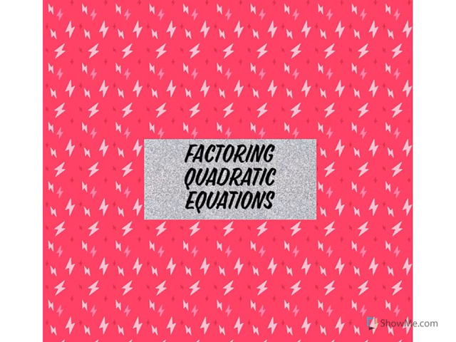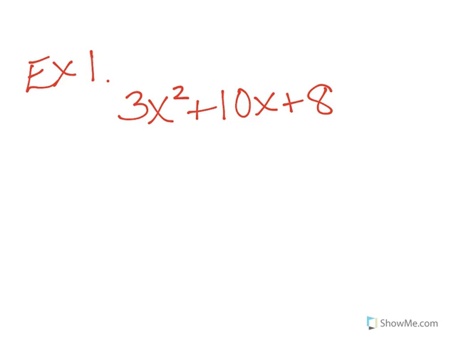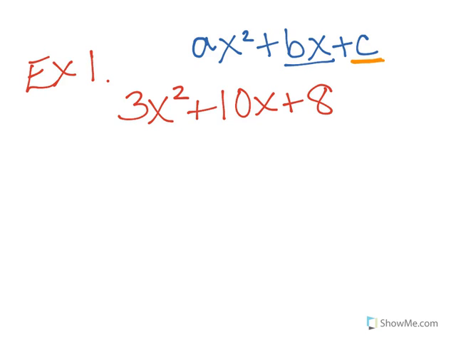Today I'm going to be teaching you how to factor quadratic equations when a does not equal 1. As you can recall, quadratic equations are in the form of ax squared plus bx plus c. And in the past, when a equaled 1, we could use the method that adds to be the middle number, but then multiplies to be the last number.